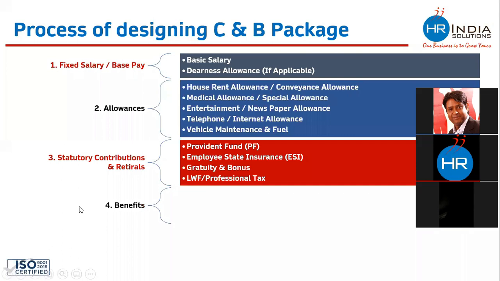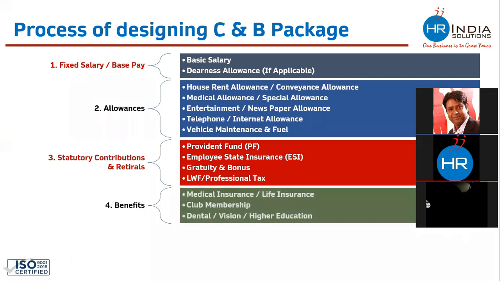The fourth step is, if your company has benefits policies also, you need to mention those benefits in your CTC annexure. These benefits can be medical insurance, life insurance, club membership, dental, vision, higher education, depending upon your company's policies.